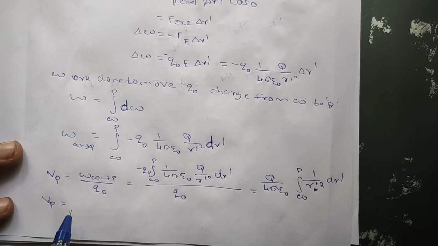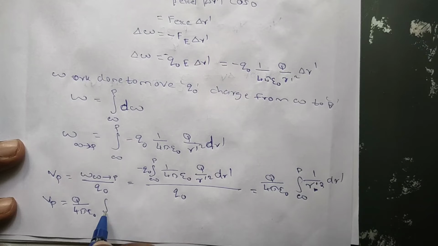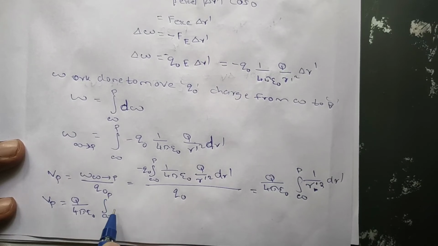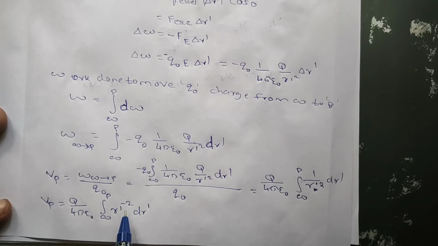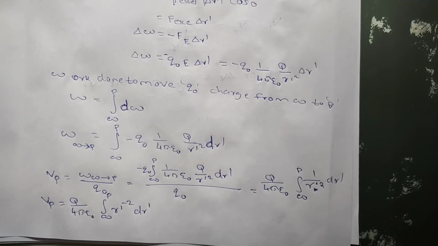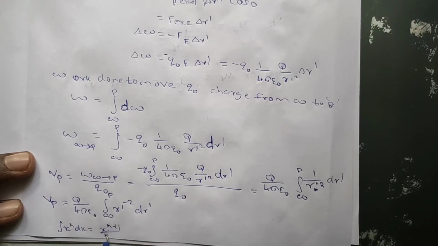Okay, this we can write like this. Vp is equal to Q divided by 4 pi epsilon naught, integration from infinity to P of R dash power minus 2 dR dash. So this is in which form? Integration of x power n dx, with x replaced by R dash and n replaced by minus 2. What is the integration of x power n dx? Integration of x power n dx is equal to x power n plus 1 divided by n plus 1.